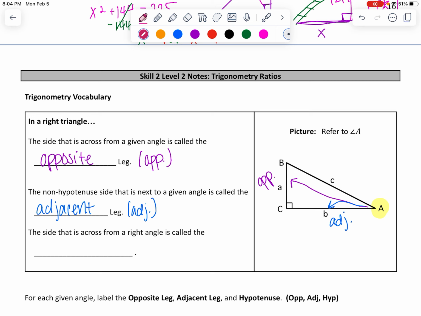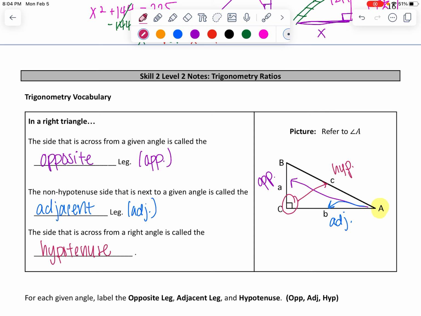And then the side that is across from the right angle, and we all know this, is the hypotenuse. So here's your angle C, that's your right angle. Across from that is going to be our hypotenuse.